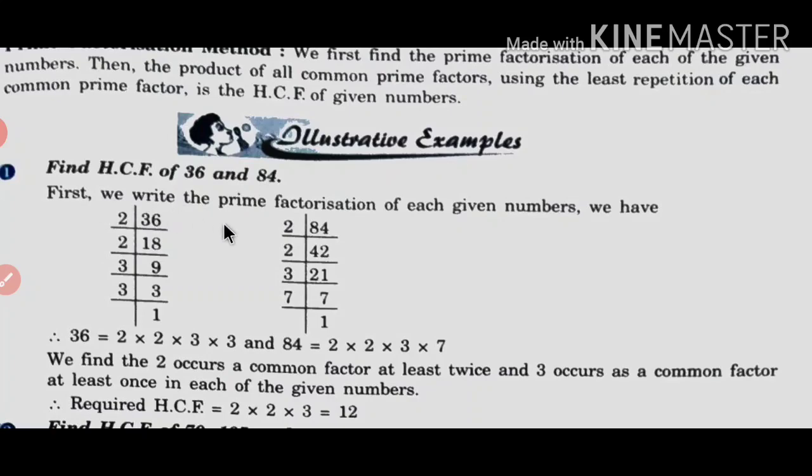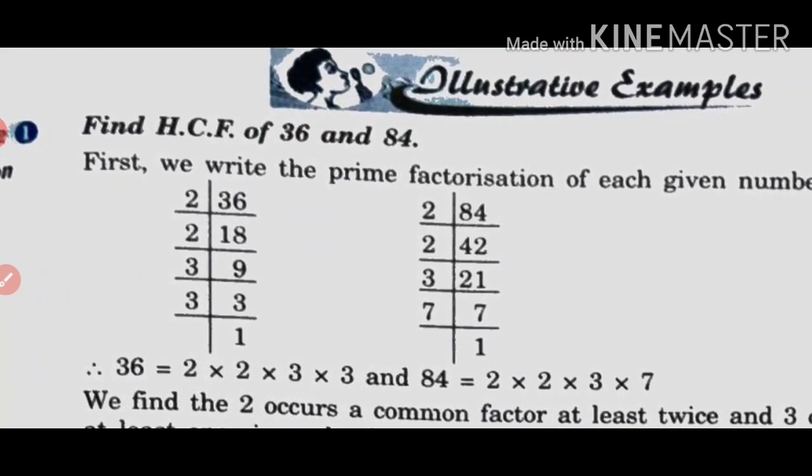So the first step is to find the prime factorization of each given number. First we'll find the prime factorization of 36. 36 is an even number, it means it is divisible by 2. So 2 ones are 2, then 3 minus 2, 1 is left, it means it is 16, and 2 8s are 16 here.